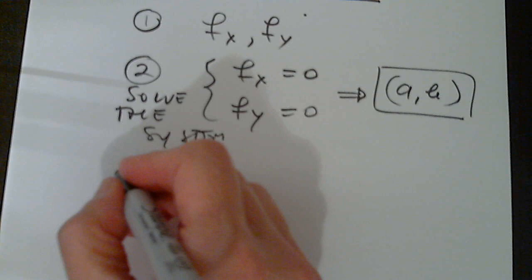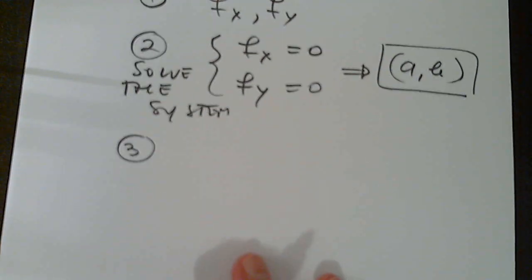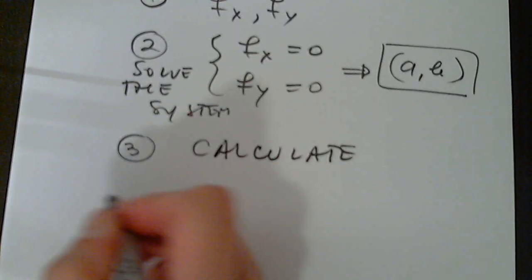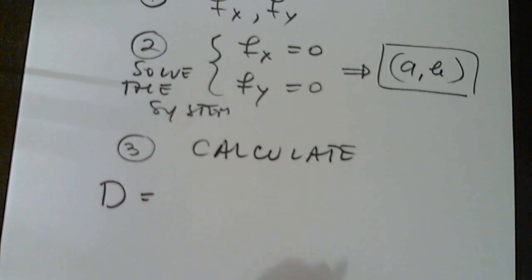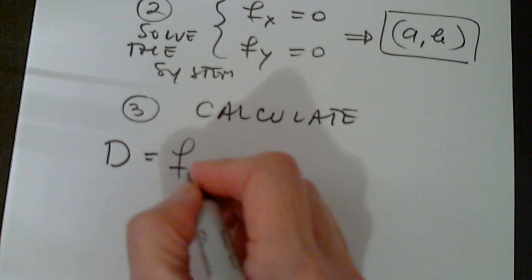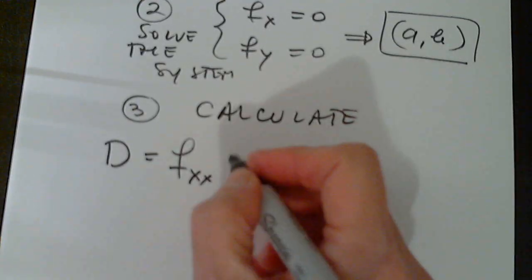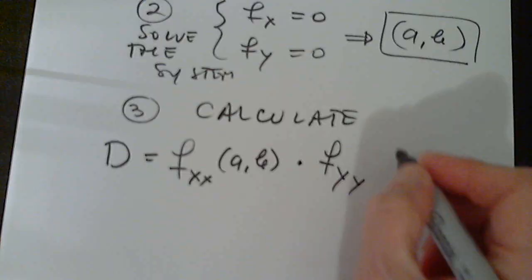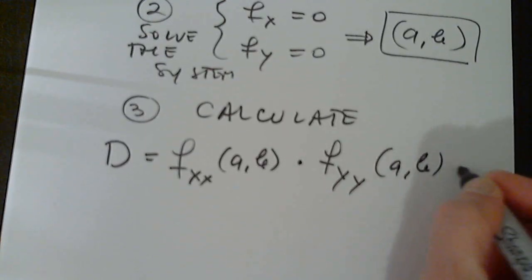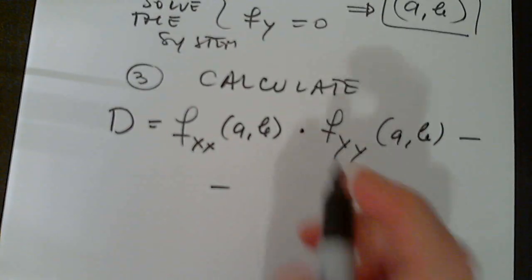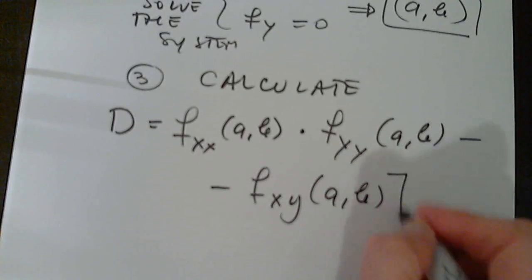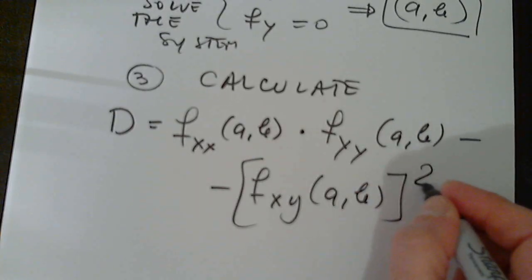Then in step 3, we will calculate d. But what is d? d is fxx evaluated at this point times fyy evaluated at this point minus fxy evaluated at this point and squared.